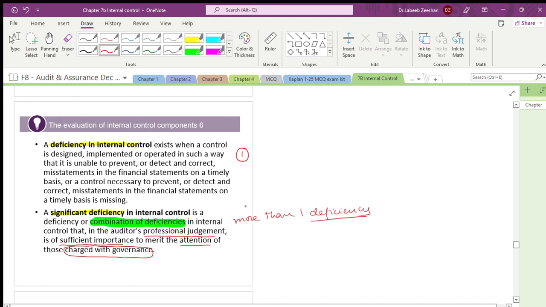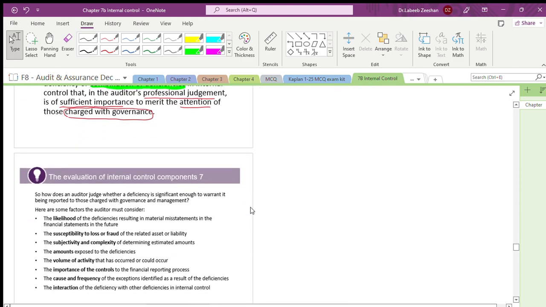Understand the point? Simple. I will tell you what they will ask, and what they will not ask. But you have to understand that a significant deficiency is nothing but a combination of deficiencies. In the examination, they will ask about significant deficiencies only. They will give the scenario and ask you to identify various deficiencies as such.